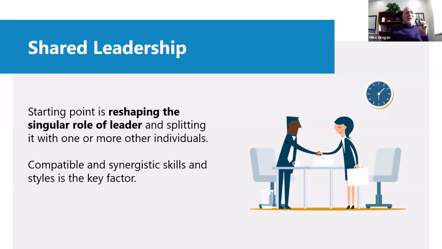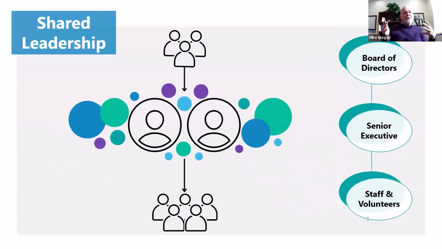So the idea is that we start with taking that singular role and splitting it into 2, perhaps. And that idea of being compatible and having some synergy in terms of the way we do things. So now we've got the board of directors at the top. You've got 2 people sharing that senior executive role and the rest of the staff below them. How you define tasks in this, it could be similar to having some different functional areas. You could do everything together, probably not the most efficient way of doing things. You've got ways of breaking things up into maybe more areas of strength.